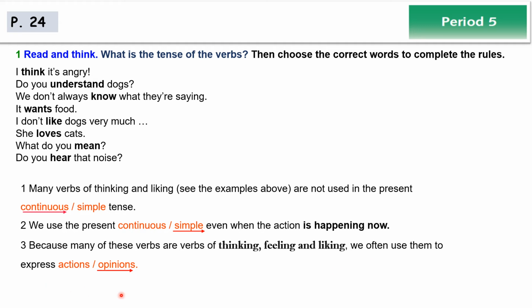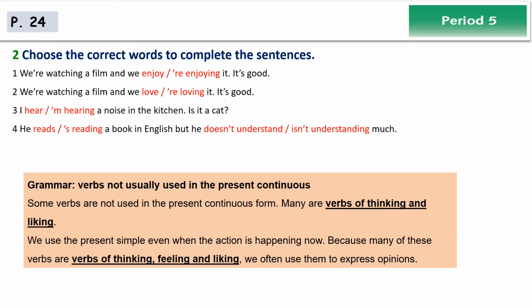So when we are expressing our opinions, even in the present continuous tense, we use the present simple like these examples. I think, do you understand? We don't always know. It wants food. I don't like. She loves. What do you mean? Do you hear that noise? Is it clear, my students? Good. Let's move to the next slide.